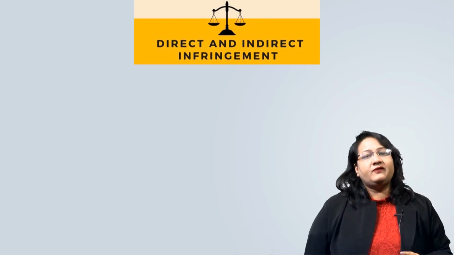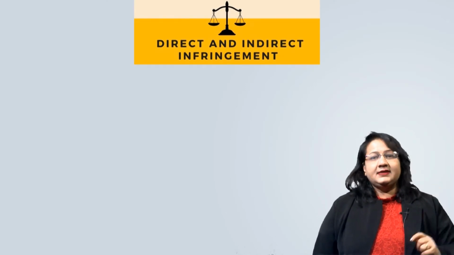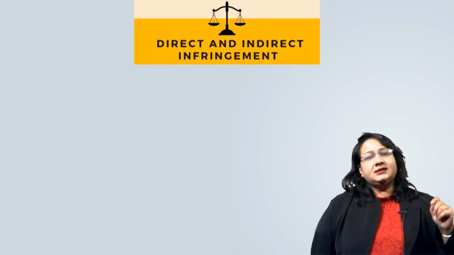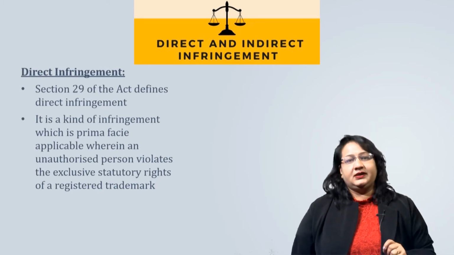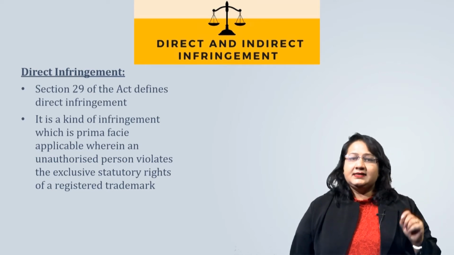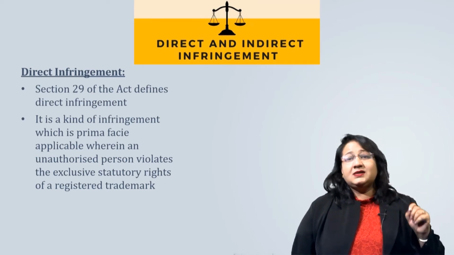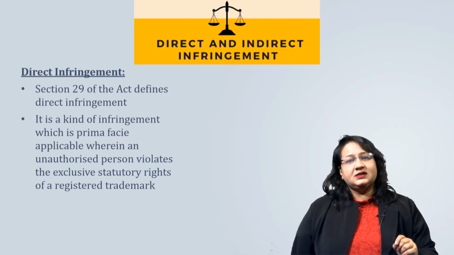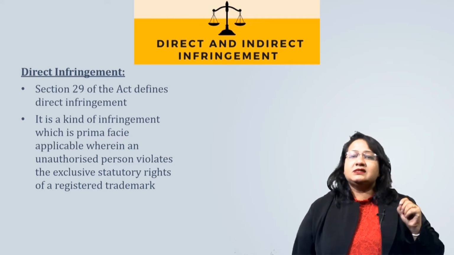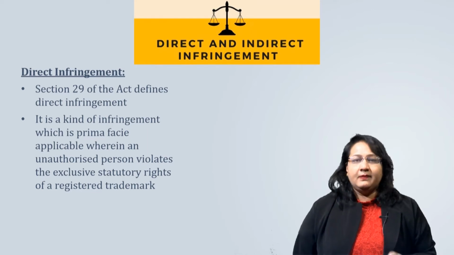Now, consider the different aspects which come under trademark infringement. There are two different types of trademark infringement. One is direct infringement. Section 29 of the Act defines direct infringement. Direct infringement is a kind of infringement which is prima facie applicable wherein an unauthorized person violates the exclusive statutory rights of a registered trademark.